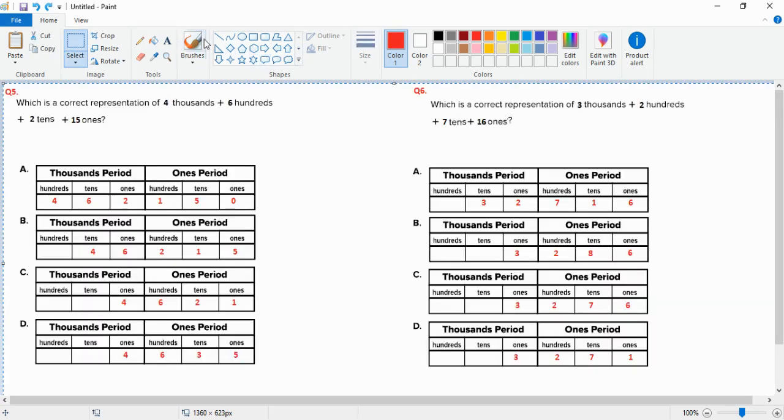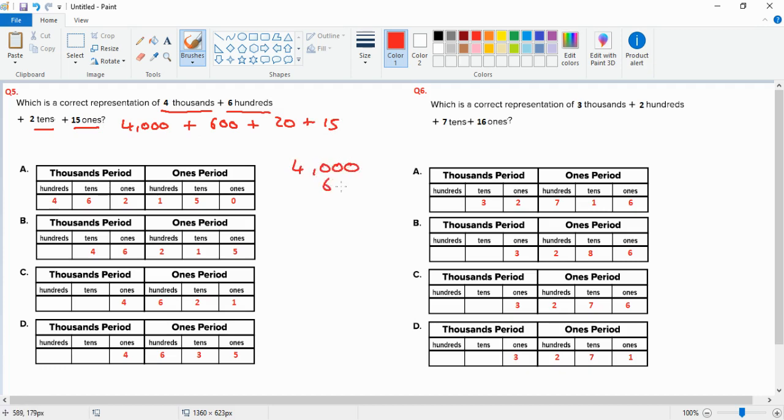Okay. Which is the correct representation of 4,000s, 600s, 2 tens, and 15 ones? The easiest way is to change these into the standard form. Well, 4,000s is 4,000. 600s is 600. The 2 tens is 20. And the 15 ones is 15. Take the numbers and add. Use whatever addition strategy you're strongest at.